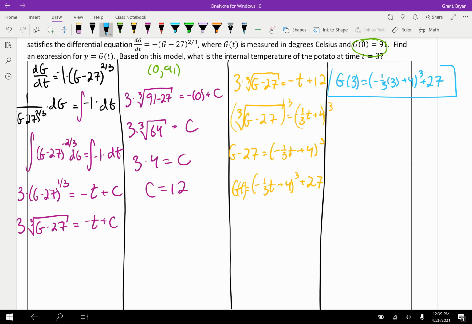Done. Right? For g of 3, we need to go through and substitute 3 into our equation, and then don't evaluate further than that. We've already evaluated. I guess simplify is the right term. I'm not going to simplify. There's no reason to do that. So I think that looks good.